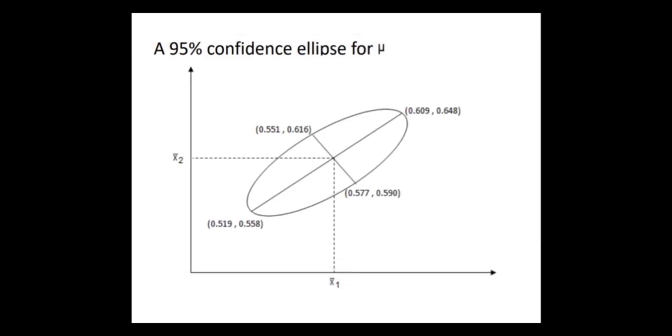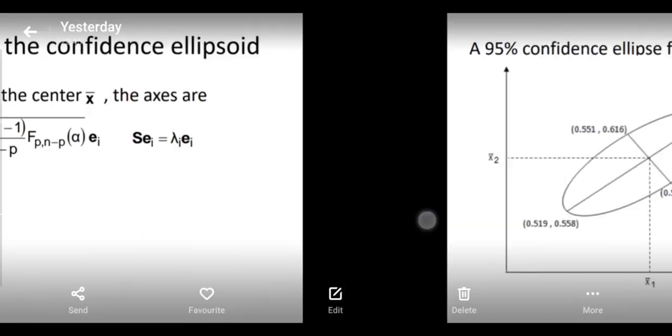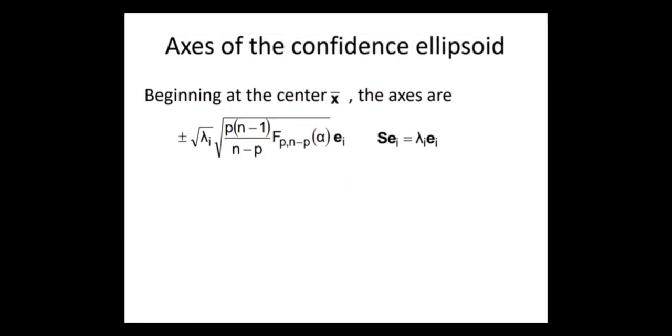Okay, so from here we want to find the axis from the center. The center here is the value x bar. Right? So this is the major axis. This is the minor axis that we can calculate from this formula. So using the formula, we need the value of lambda, which is the eigenvalue, and its corresponding eigenvector e_i. Okay.